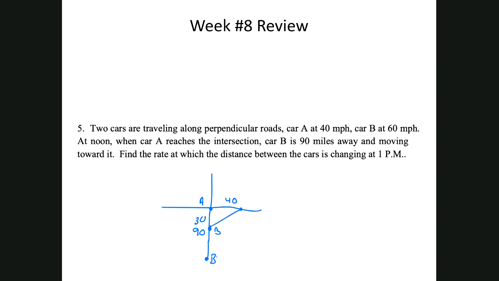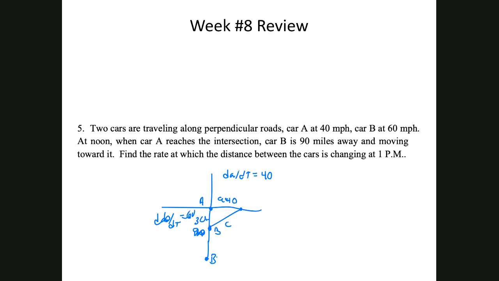So I'm looking for how fast this is changing. Let's call this C. So this is going to be A. So I know what dA/dt is. That is 40 miles per hour, and A is equal to 40. And then dB/dt, car B was traveling at 60 miles an hour, right? So that's 60, and B is equal to 30. I don't need this 90 anymore.